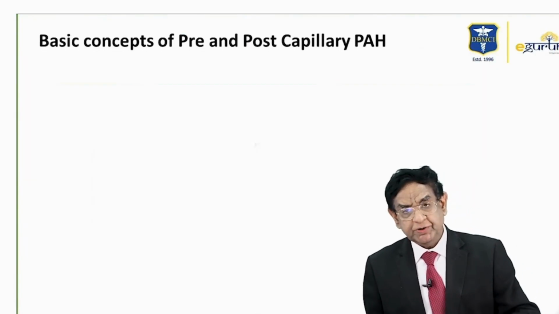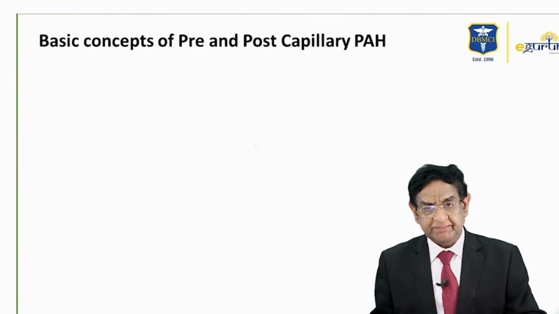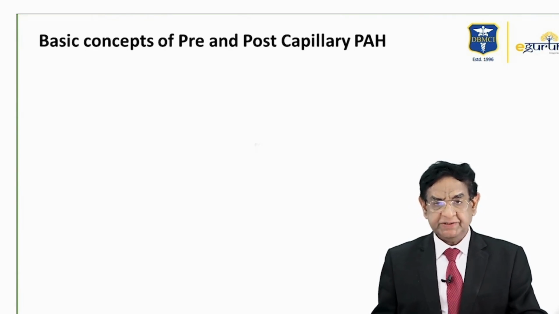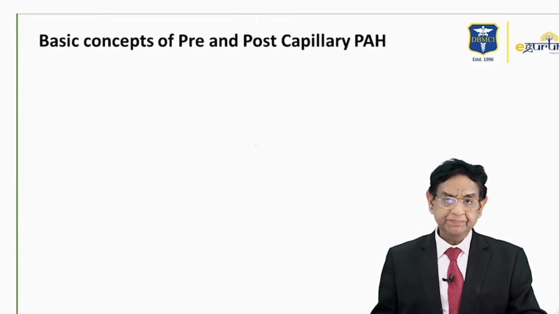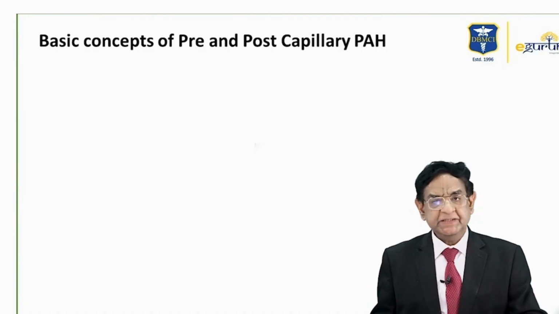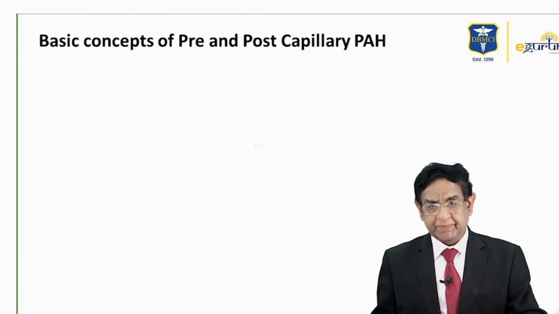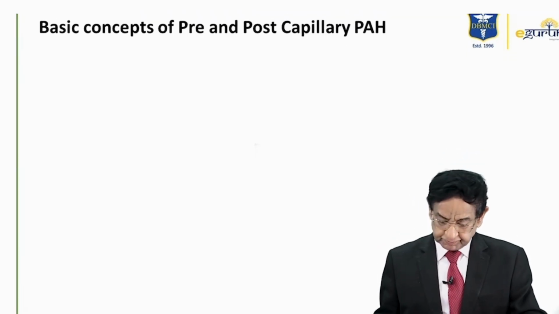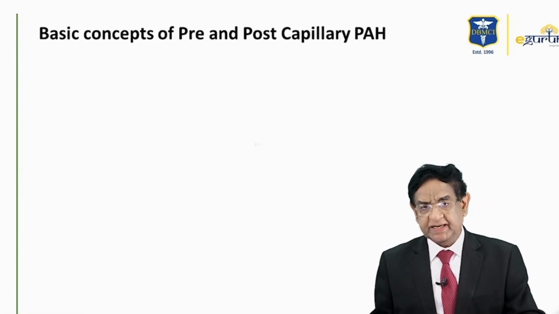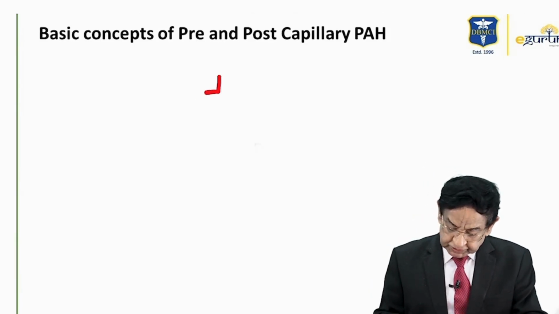Now I'll be talking to you regarding pre and post capillary PAH. In the previous slides I mentioned that in pulmonary embolism and ARDS you get a type of pre-capillary PAH, and I also mentioned that in case of mitral stenosis we get post capillary PAH. Now what is this? This you will never understand unless we know the basic concept. The basic concept goes like this.